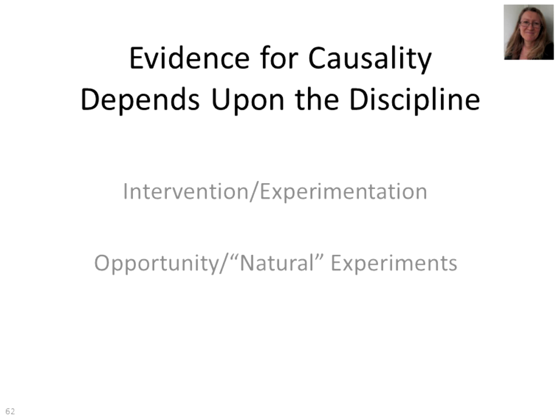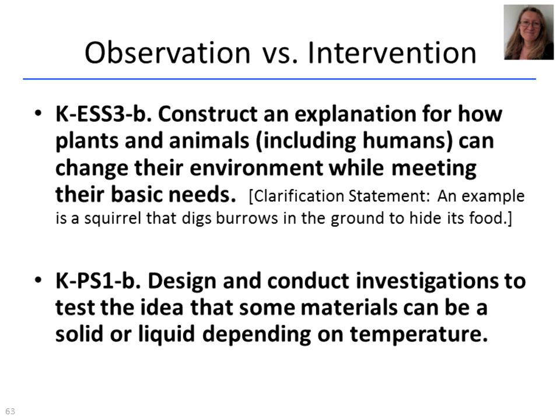So in physics often, we might use intervention or experimentation. I'm going to show an example of this from the kindergarten performance expectations in just a moment. But yet, in natural contexts, in the biosciences, we typically would look for opportunity or natural experiments because we're not necessarily going to intervene to create a test, to search for mechanism, to move from correlation to causation.